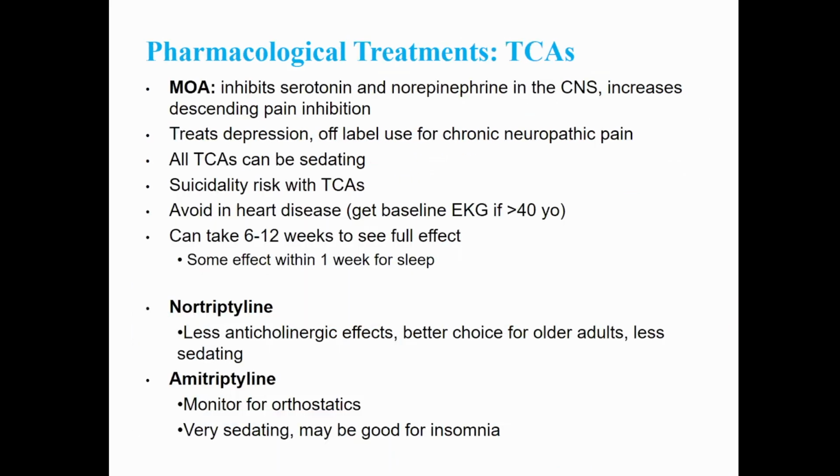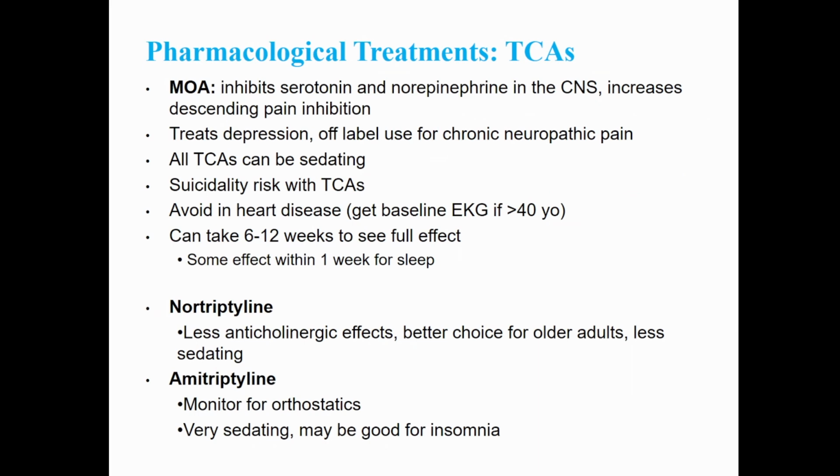The next category we will talk about is TCAs. They inhibit serotonin and norepinephrine in the CNS and increase the descending pain inhibition. It's primarily used to treat depression, but it can have off-label use for chronic neuropathic pain. All TCAs can be sedating. For our geriatric patients, the TCAs are commonly on the Beers criteria, so it doesn't mean you should never use them in our older adults, but it's something to be cautious about. The big black box warning is suicidality risk, and you want to avoid in heart disease.